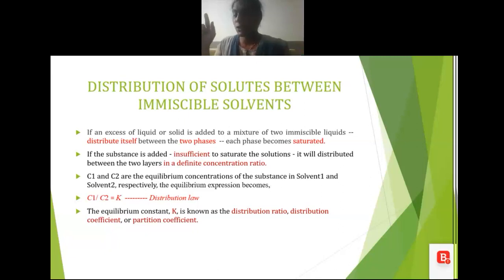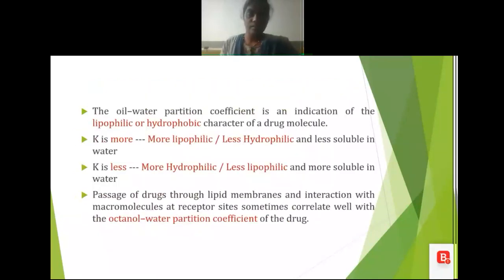If the partition coefficient value is more, the particular compound is lipophilic in nature. Lipophilic means lipid loving, organic phase loving. Organic phase loving means it has less water solubility. That's what we expressed here: K is more lipophilic, less hydrophilic and less soluble in water.